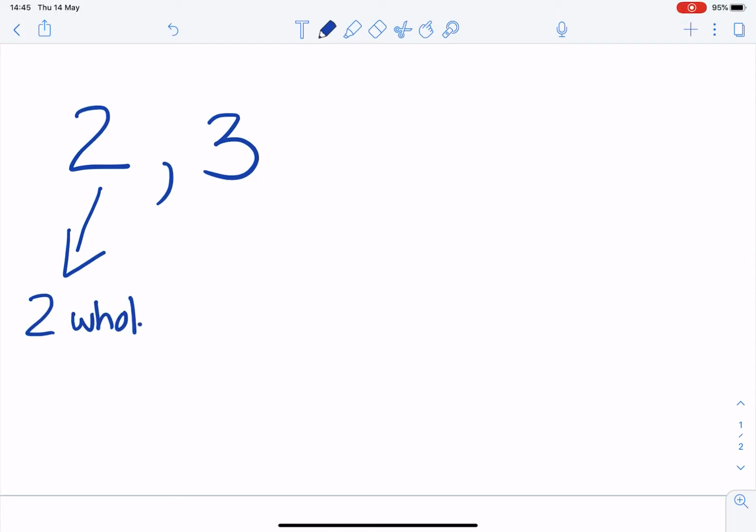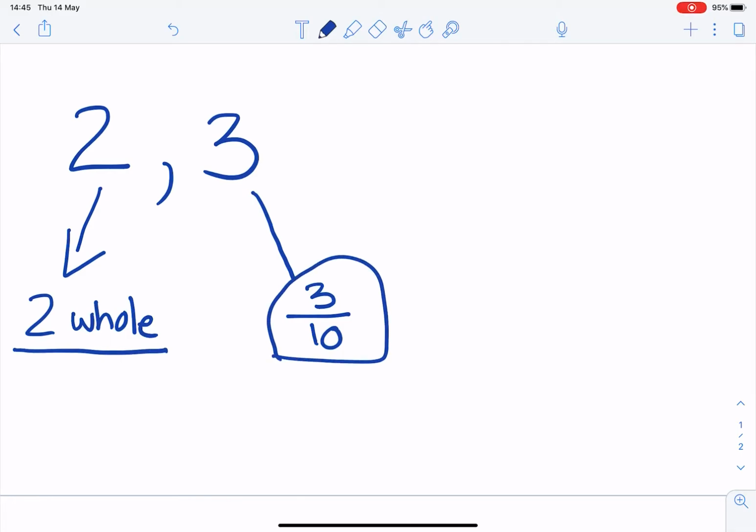So let's have a look. If I've got 2,3, what does it mean? It means that I have 2 whole chocolate bars and I have 3 pieces out of 10. So I've eaten 2 whole bars and only a fraction of the third bar of chocolate. So 2,3 would equal 2 wholes and 3 tenths.